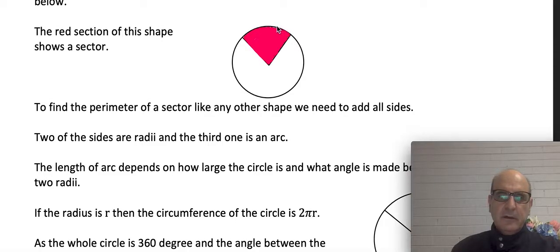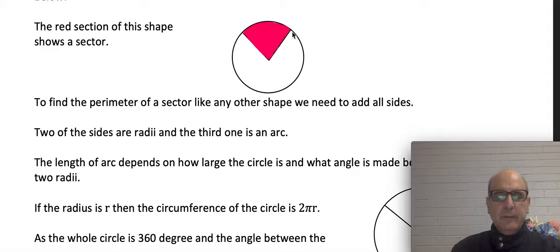The one which is a bit more difficult is finding this arc. We need to see how long this arc is. What you need to remember is the circumference of a whole circle. The circumference of a whole circle is 2 times pi times r, where r is the radius. Circumference is the distance around the circle. So that's your first step: 2 times pi times r.